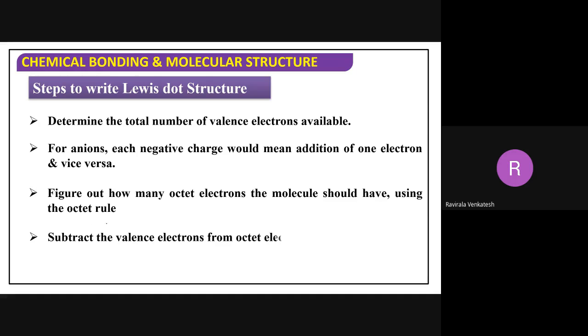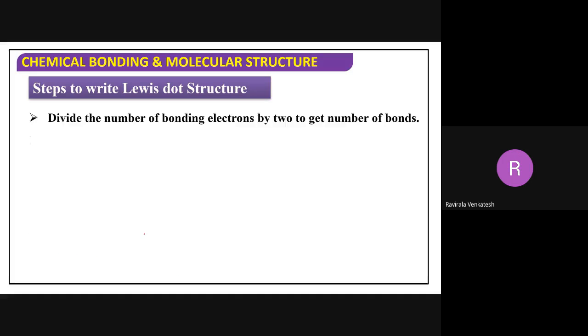Now, determine the total number of valence electrons. Steps to write the Lewis dot structure: first of all, you have to see how many valence electrons are available. For anions, they are negatively charged, so you have to add electrons. Then see how many octet electrons the molecule should have using the octet rule, and subtract the valence electrons from the octet. For a cation you have to subtract electrons, for an anion you have to add electrons. We'll show that by taking an example.